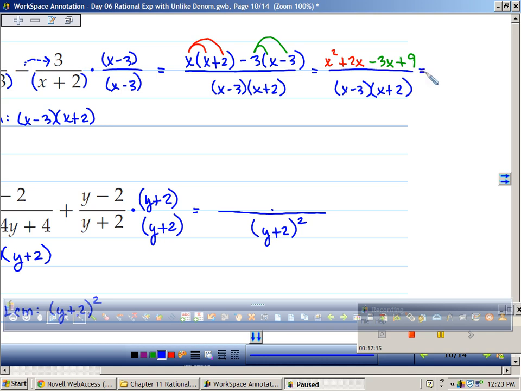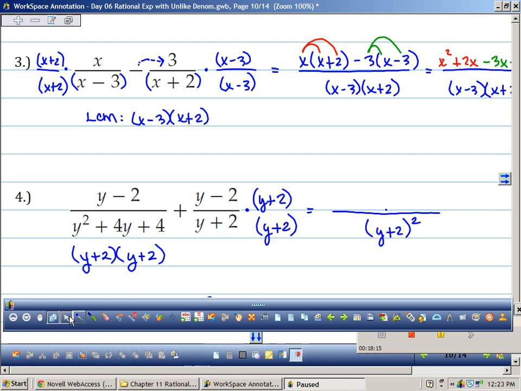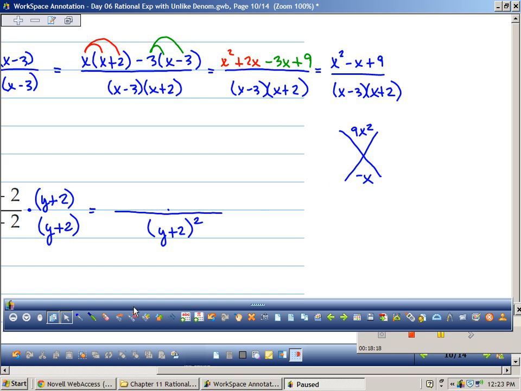What's the last thing I need to do? X squared minus x plus 9. And finally, I just need to double check that this isn't factorable. Does it factor? No. Like these? Because I have to distribute B to everybody. Then I have to distribute 1 to everybody. That's a good question. Okay, everybody got that one so far? So that's the answer to that one.